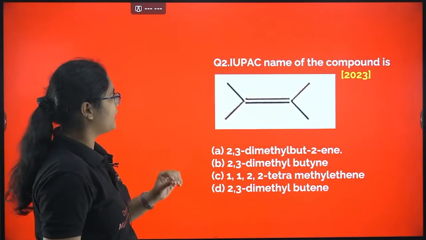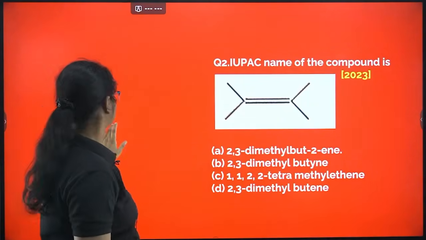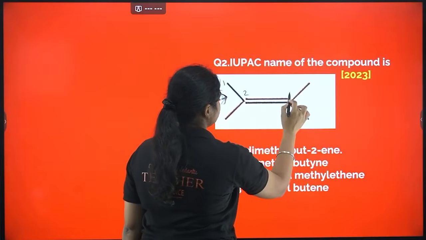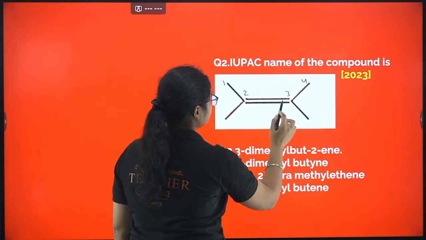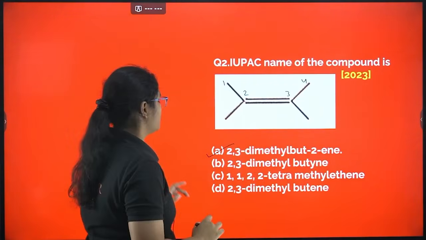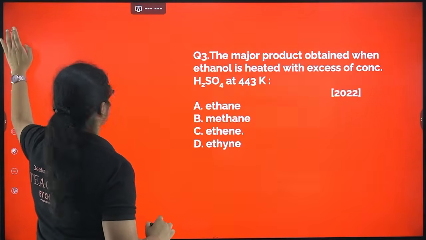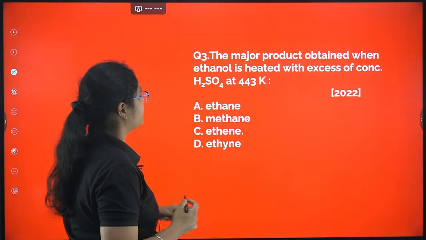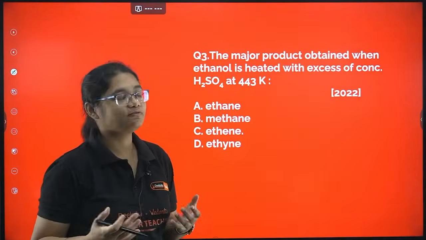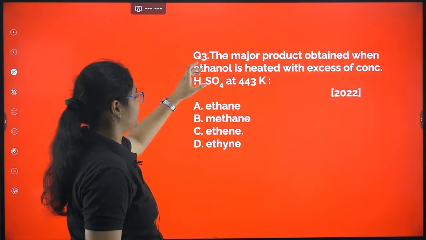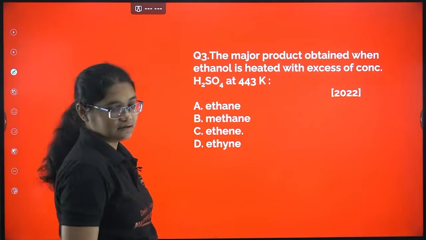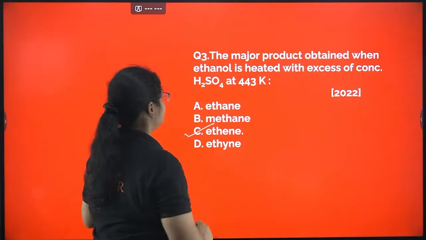Now moving to the next one, IUPAC name of the given compound is. So if I want to write the name of this particular compound, I can write 1, 2, 3 and 4, right? So 2,3-dimethylbut-2-ene, that is option number A here. Now moving to the next one, the major product obtained when ethanol is heated with excess of concentrated H2SO4 at 443 Kelvin is, okay. So when ethanol is heated at 443 Kelvin, we will have ethene, okay. Dehydration takes place, so option number C here.